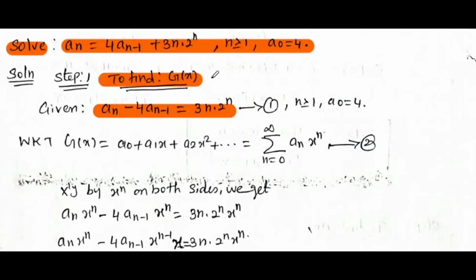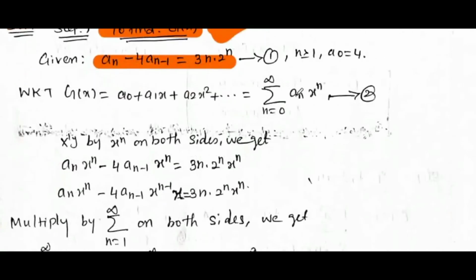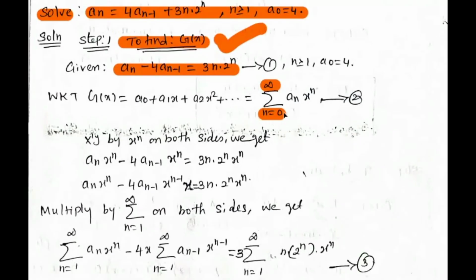First we find the g(x) value. We know that g(x) = a_0 + a_1 x + a_2 x^2 and so on. We can write this series as the summation from n = 0 to infinity of a_n x^n. We consider this equation 2. Our first step is to multiply x^n on both sides of equation 1. Whatever recurrence relation is given, we need to multiply by x^n on both sides of the given recurrence relation.